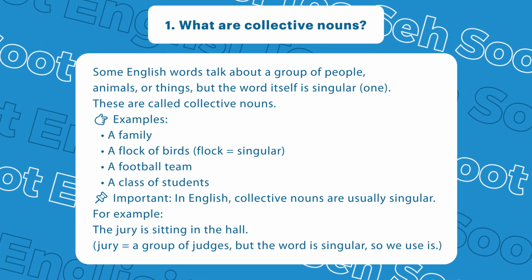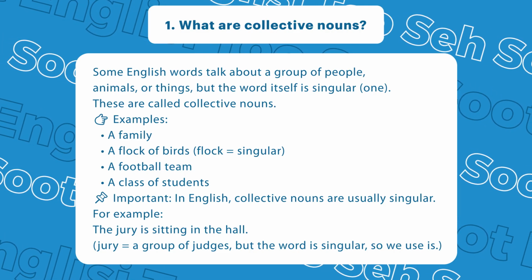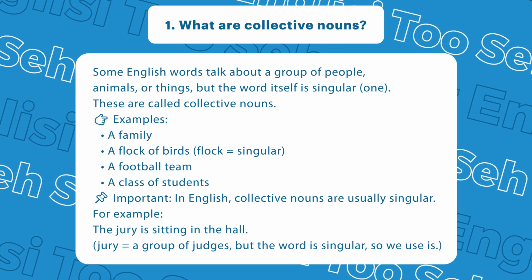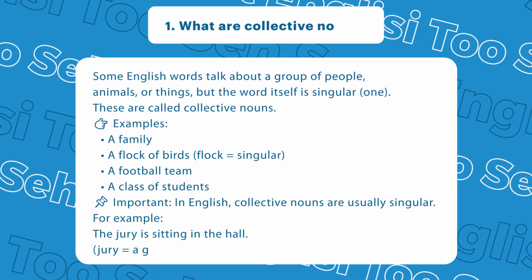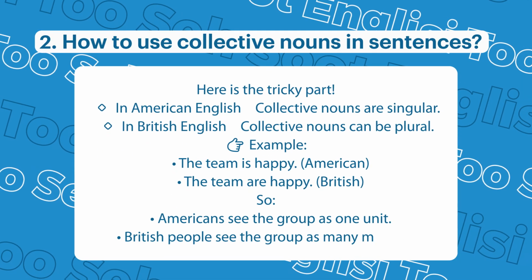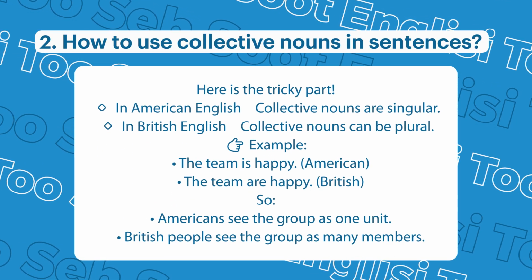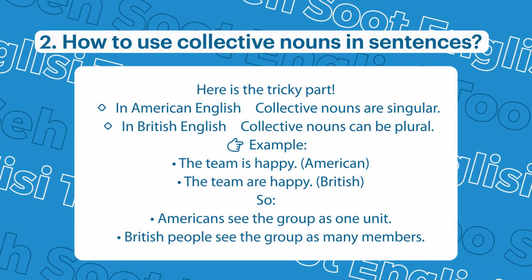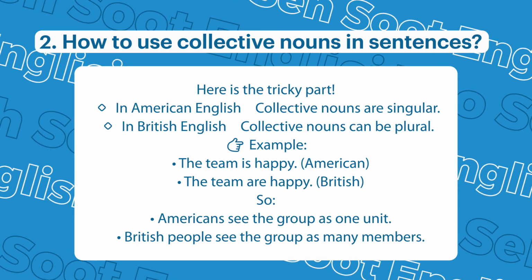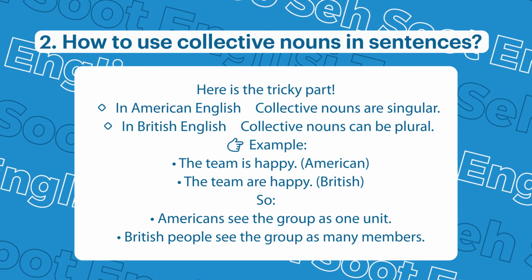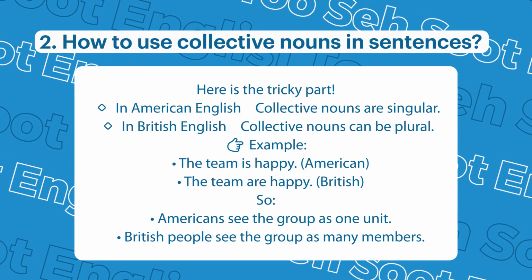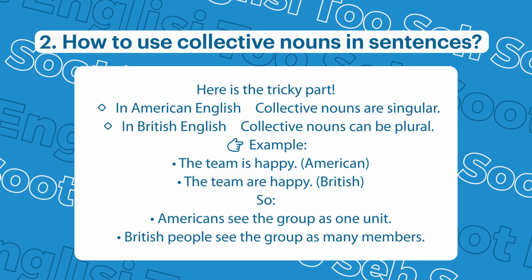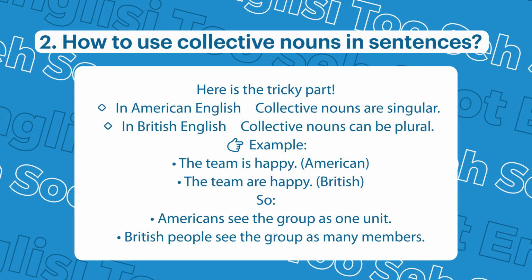For example, when we say the jury is sitting in the hall, jury refers to a group of judges, but the word itself is singular, so we use is, not are. So how do we use collective nouns in sentences? Here is the tricky part. In American English, collective nouns are singular, but in British English, collective nouns can be plural. For example, American people say the team is happy, but British people say the team are happy. So Americans see the group as one unit, but British people see the group as many members.